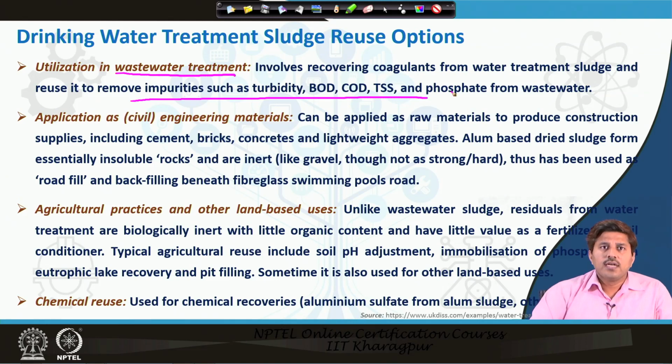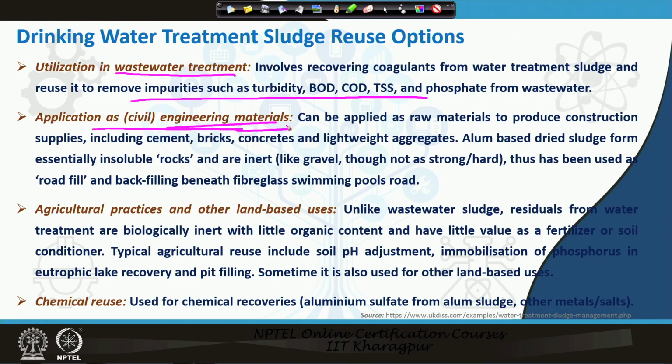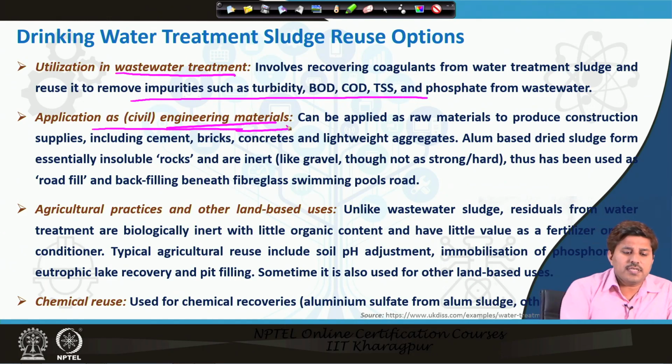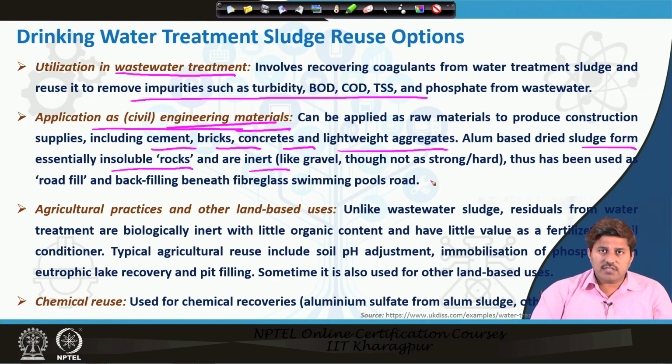from wastewater. It can be reused for applications as engineering materials, particularly in the civil engineering domain, and that is by far one of the most common or most popular reuses in fact. So it can be applied as a raw material to produce construction supplies. It can be considered as an ingredient for cement, brick or concrete or lightweight aggregates. The alum based dried sludge essentially forms insoluble rock and is inert like gravel, okay, but it is not that hard or that strong as gravel, it is still light, okay.